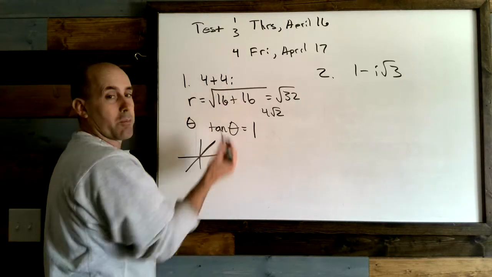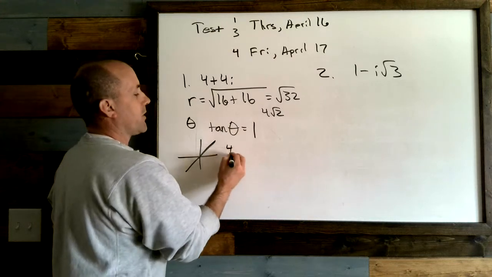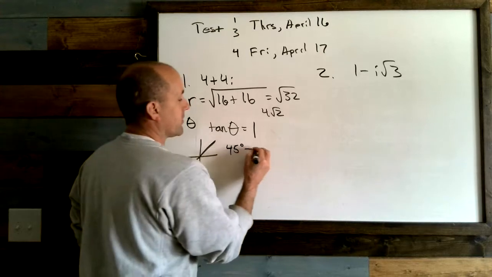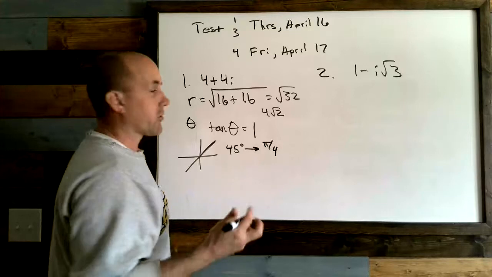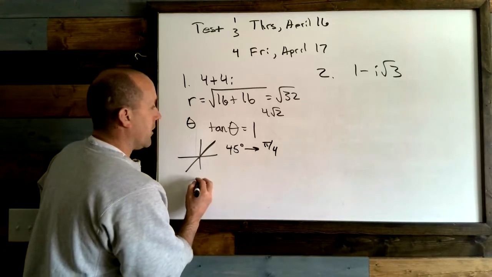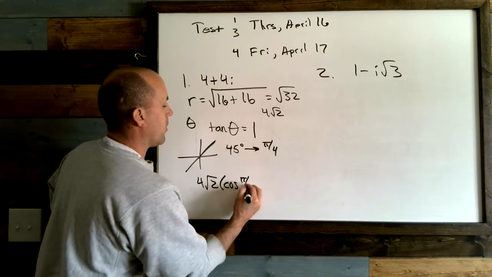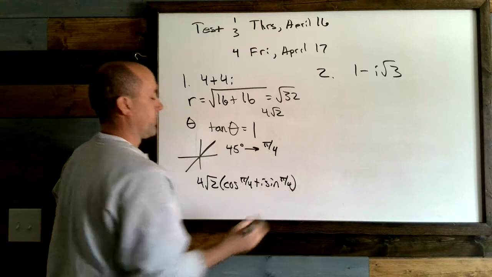If you were to plot 4 plus 4i, that would put you in the first quadrant. So therefore, this is a 45-degree angle. We do turn this into radians. Make sure your answer is expressed in radians, which is pi over 4. So therefore, trigonometric form is the following. 4 roots of 2 times the cosine of pi over 4 plus i sine of pi over 4.